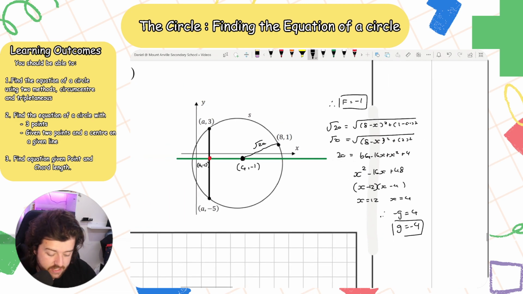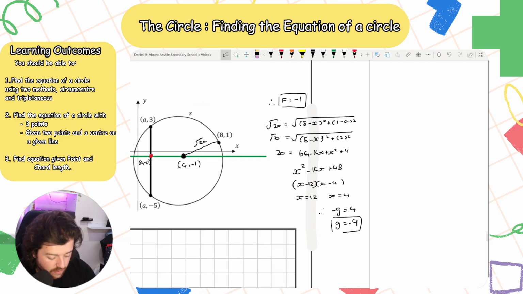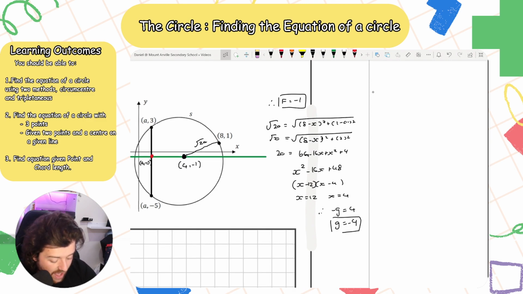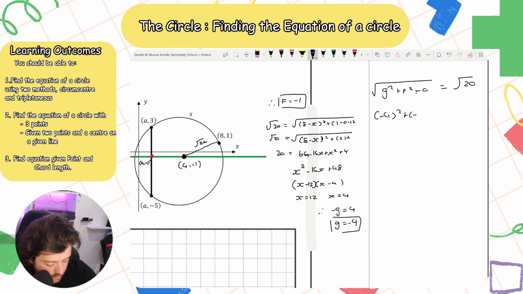And now let's find c. So finally, I want to find c. Well, I have g and f, so I'm going to use my radius formula. The square root of g squared plus f squared minus c is equal to the radius, which is root 20. Square both sides. I have minus 4 squared plus minus 1 squared minus c is equal to 20. 16 plus 1 minus c is equal to 20. Minus c is going to equal 3. c is equal to minus 3.